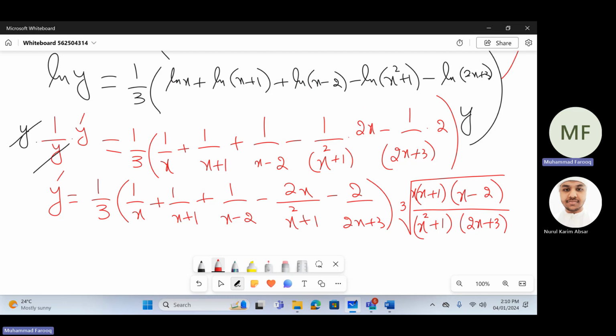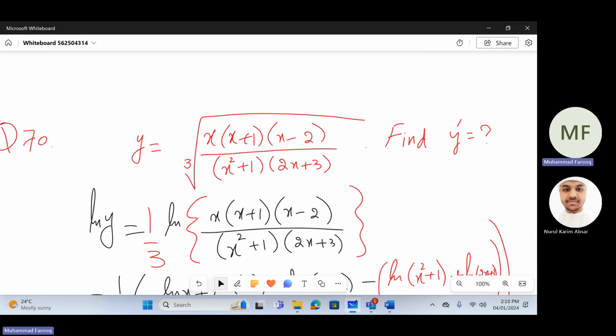What's the final answer? In these questions where you apply ln on both sides, you always get the answer times y. Y means the question. Only multiply with y. And y is representing what? This is y.